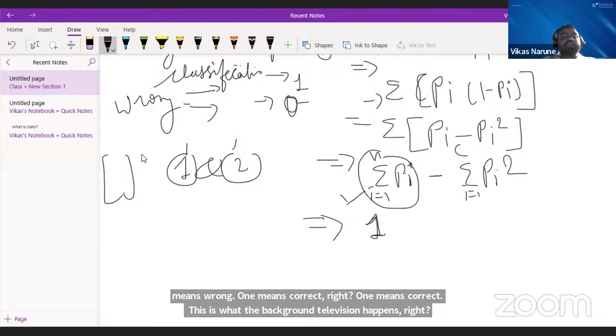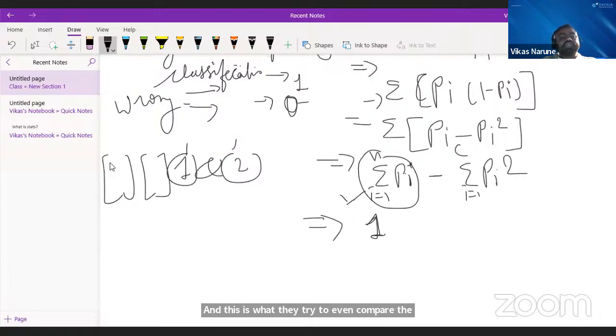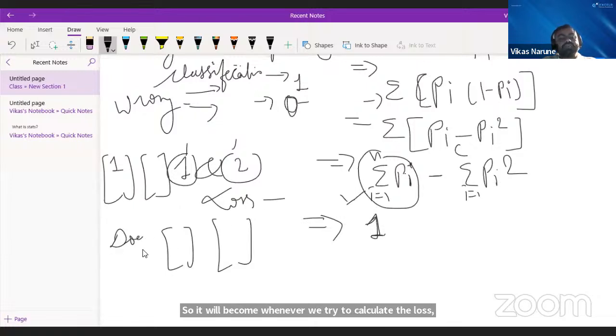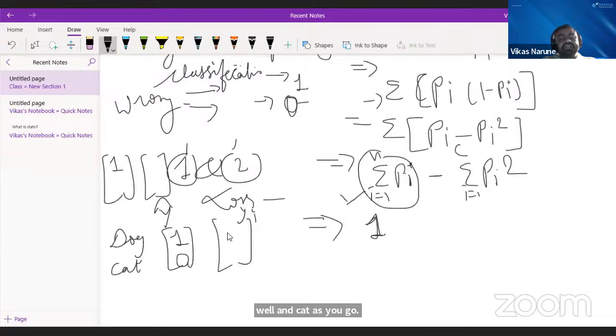And this is what they use to compare the categorical variable, guys. Whenever we calculate the categorical loss, let's imagine you are trying to classify dog and cat. This is your prediction, y hat, and this is your actual. If your algorithm says it is a dog, it will call dog as 1 and cat as 0, right? This is what you try to indicate. And in reality, if it is not a dog, actually it is a cat, then dog will be 0 and cat will be 1, right?